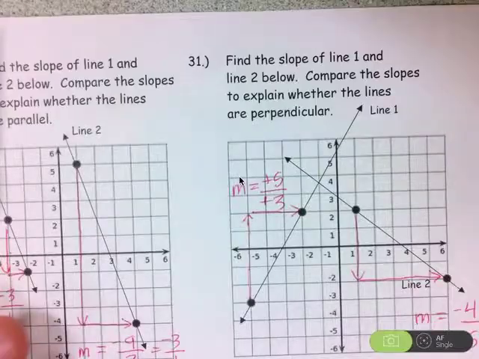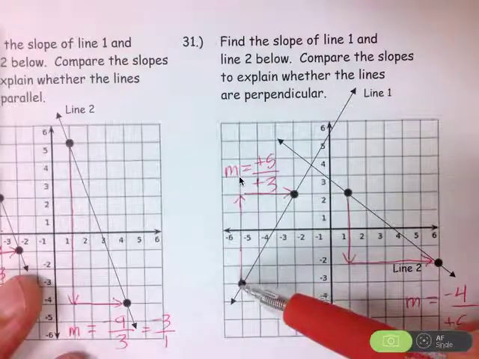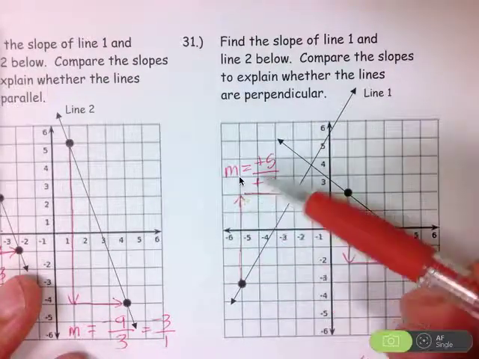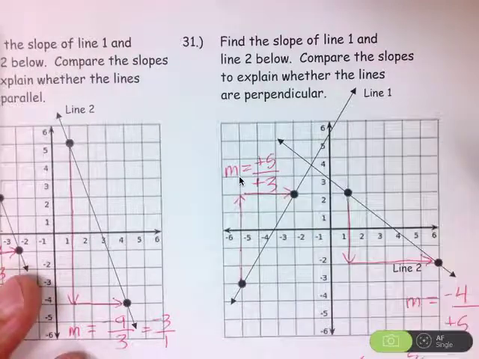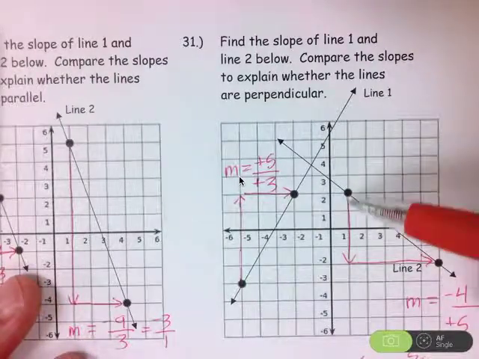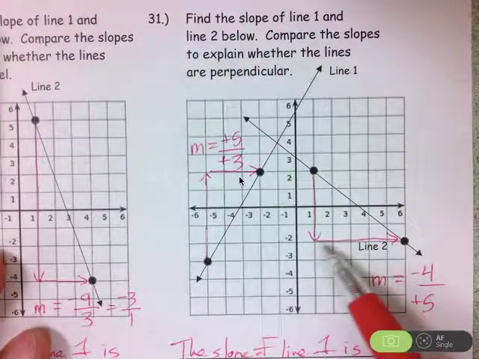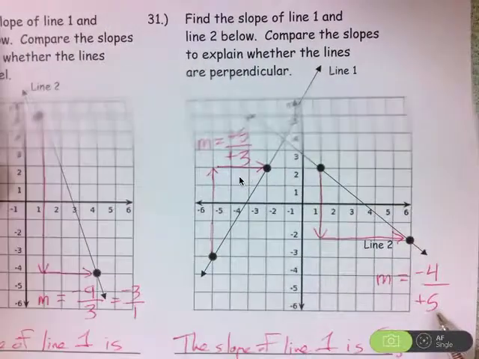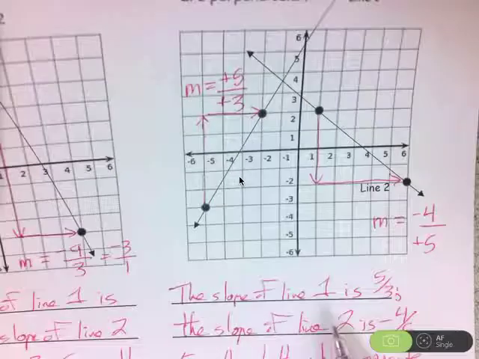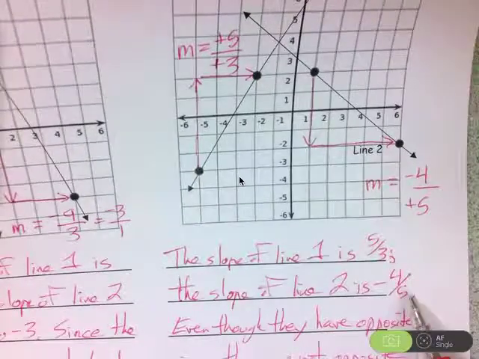Same thing on number 31. I used the rise and the run to calculate the slopes. So for line number 1, the rise is up 5, that's my positive 5, and right 3, that's positive 3. For line number 2, I'm going down 4 units, so that's my rise of negative 4, and my run is right 5, that's positive 5. So you should report your slopes. So the slope of line number 1 is 5/3, and the slope of line number 2, that's negative 4/5.